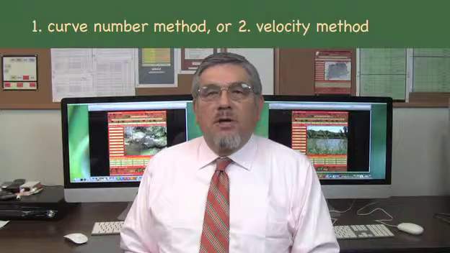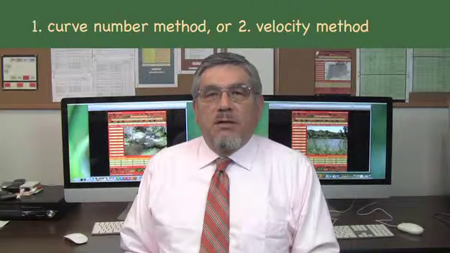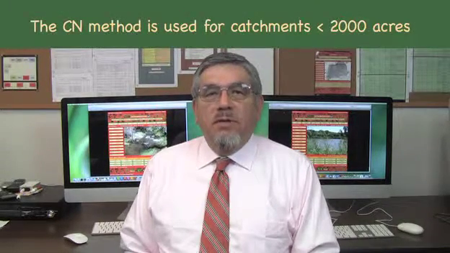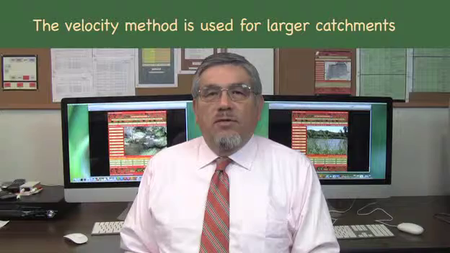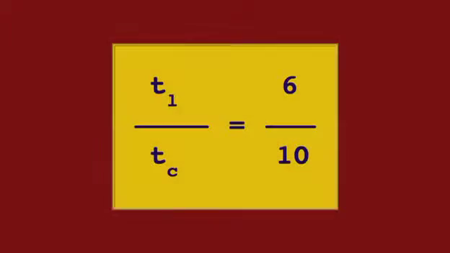To calculate catchment lag, that is the T lag, the method uses the curve number method or the velocity method. The curve number method is used for catchments less than 2,000 acres or 8 square kilometers. The velocity method is used for larger catchments. In the curve number method, the lag is calculated based on catchment length, slope, and curve number. In the velocity method, the lag is estimated at 60% of the time of concentration.